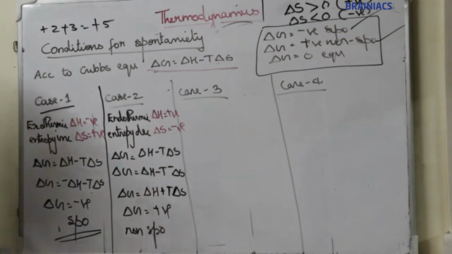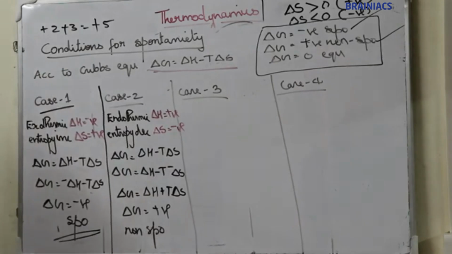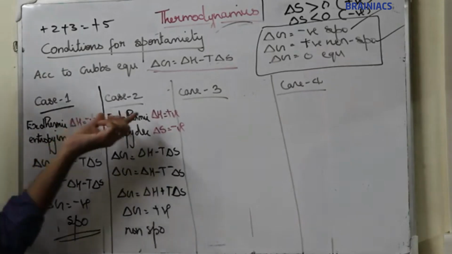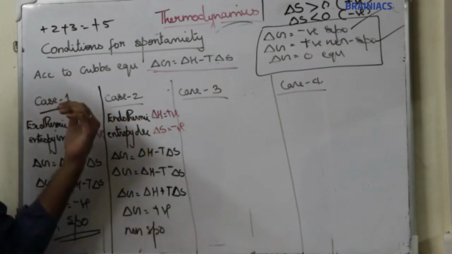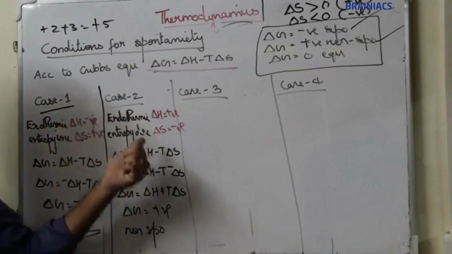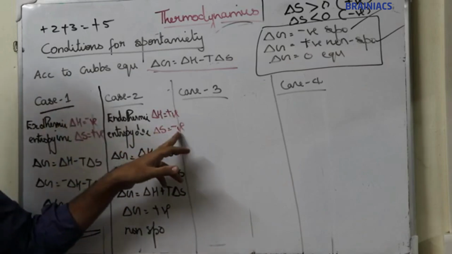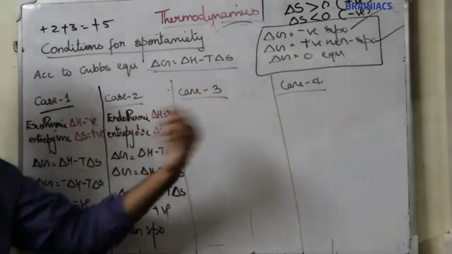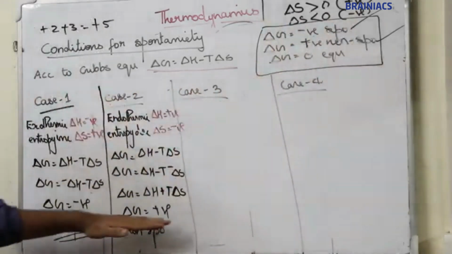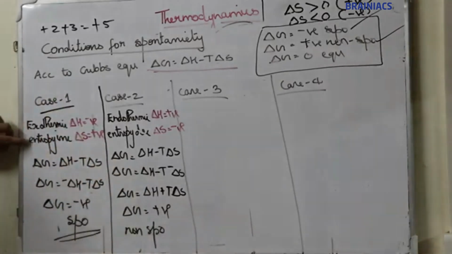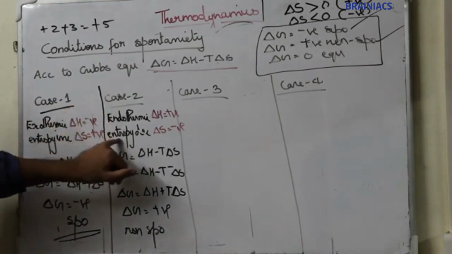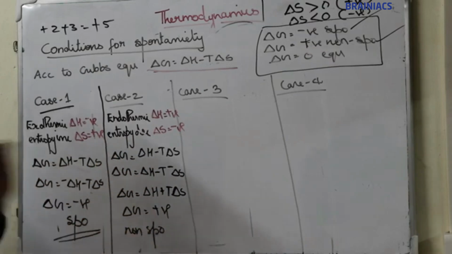So if a reaction is endothermic and entropy decreases, delta H will be positive, and delta S, entropy decrease means less than 0, that is negative. So delta G will be positive, non-spontaneous. Okay, this is case 2. So exothermic and entropy increase reactions are always spontaneous. Endothermic and entropy decrease reactions are always non-spontaneous.